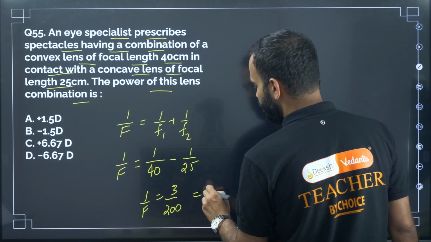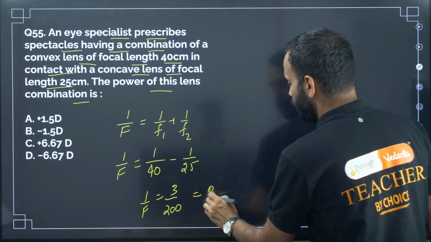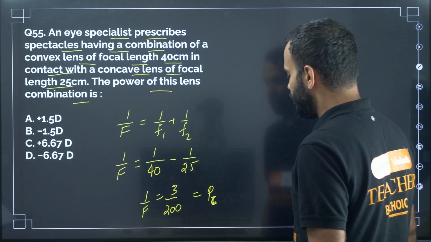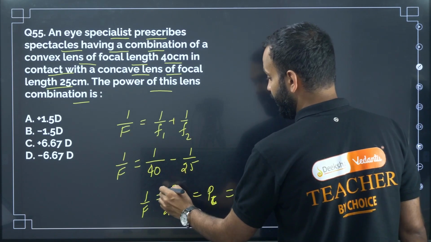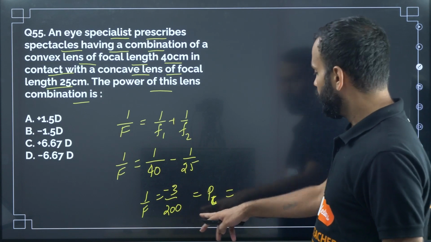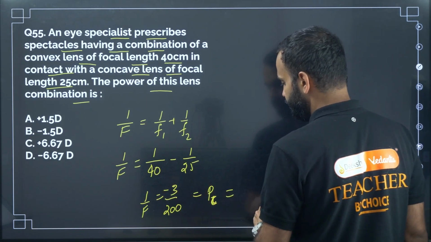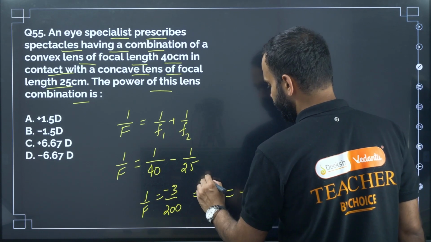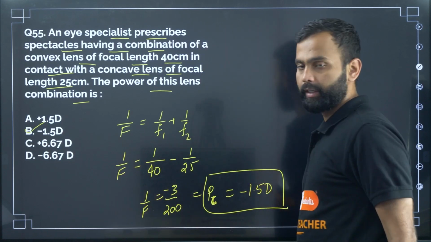So this is the power of the combination of the lens, which is equal to minus 3 by 200. So the power of the combination of the lens is equal to minus 1.5 diopter. The correct option is B.